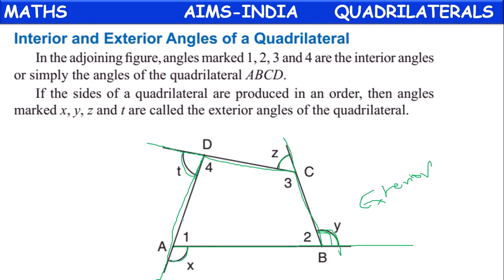But this 1 and X are lying on the same line, because this is the line, this is the ray. So on the same side of the line, the angle sum will be 180 degrees. 1 and X will form a linear pair. 1 plus X is 180 degrees, we can tell. 2 plus Y is 180 degrees. 3 plus Z is 180 degrees. 4 plus T is 180 degrees. Like that we can tell.